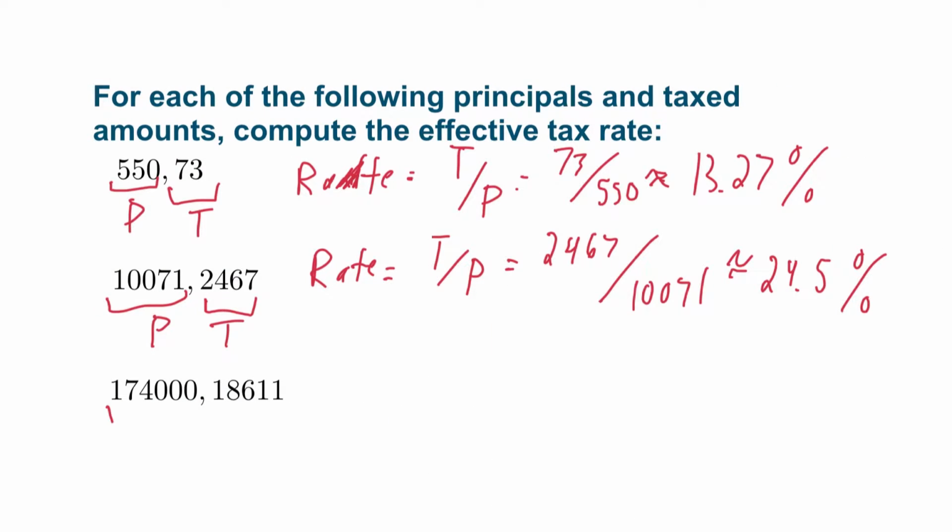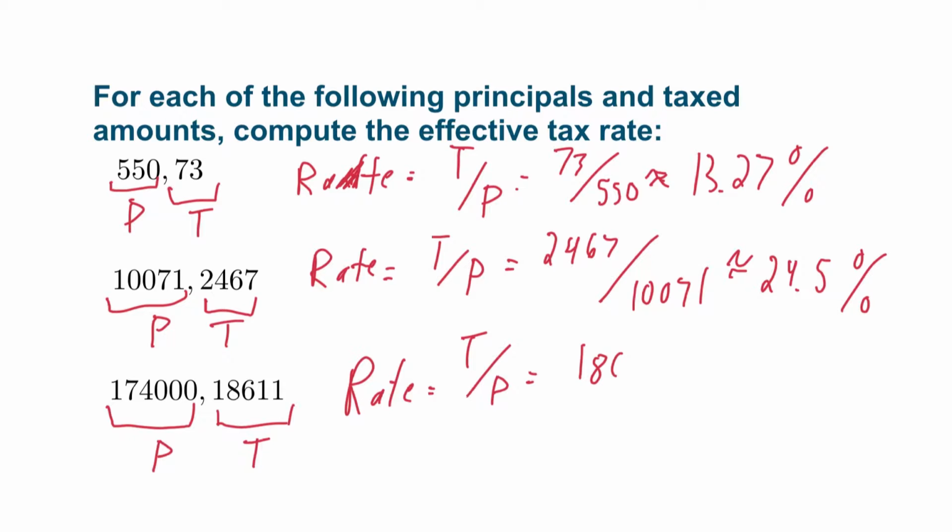As a last example, we have something that maybe would be like the price of a house, $174,000, and the taxed amount is $18,611. So just once more, we do the division, and after putting this into a calculator, we get something like 10.7%. These computations of effective tax rates are fairly straightforward.